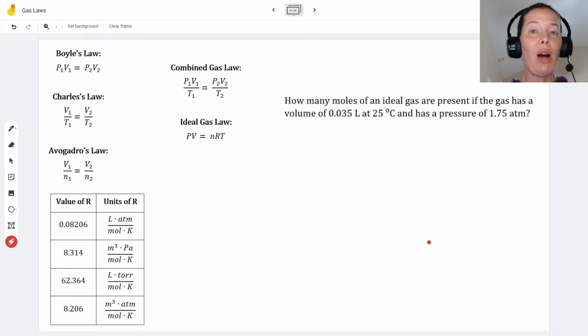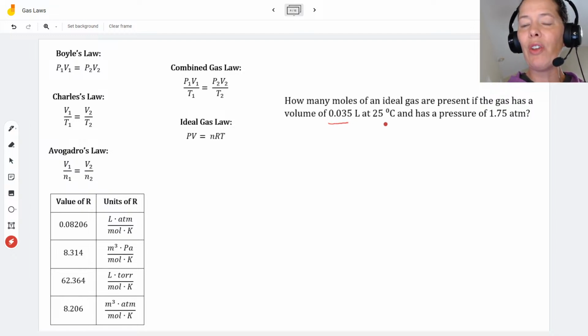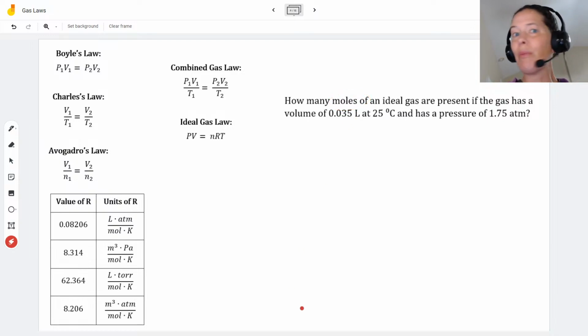So reading this problem, you've probably already noticed right away this feels like a very different kind of problem. There's no initial, final. There are not multiple pressures or volumes or temperatures. We really just have a volume, a temperature, and a pressure. And also we are asked for moles, which is something we haven't been asked for. So we need an equation with all of these variables in it.